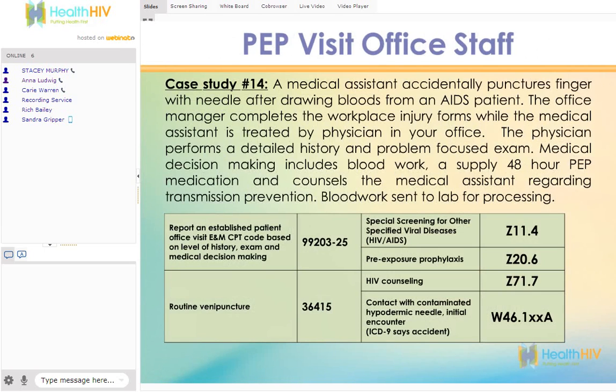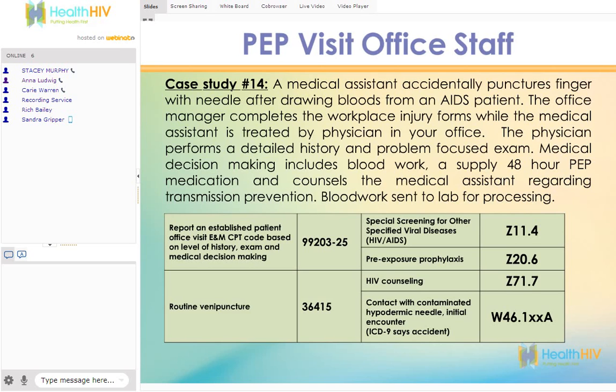This is a medical office assistant that works in a doctor's office, and they were drawing blood work on a patient that has AIDS and they accidentally punctured themselves. The manager fills out the workplace injury forms, and the physician sees the medical office assistant, does a detailed history, a problem-focused exam, and the medical decision-making includes blood work. He gives the patient a 48-hour supply of post-exposure prophylaxis medication, and he counsels the patient. This particular visit, they draw bloods, and they send the blood work to the lab.